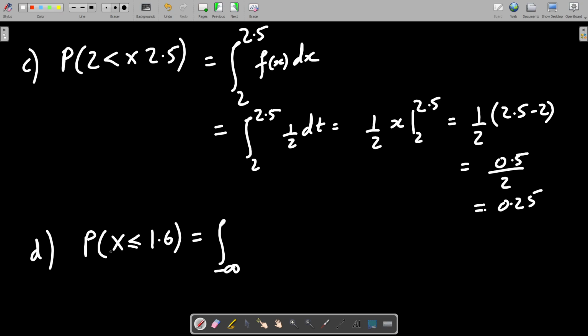So there is no lower limit given here. So you are supposed to assume the lower limit is infinity.